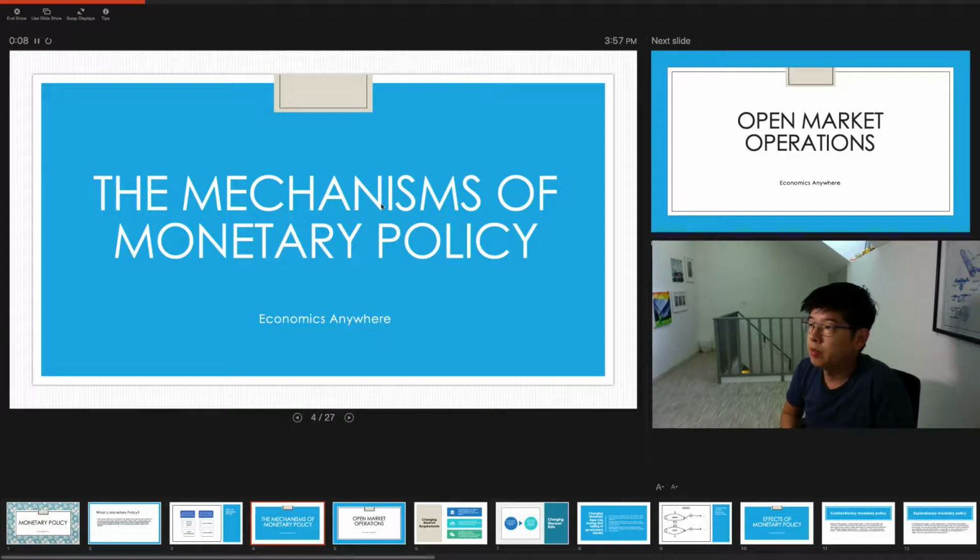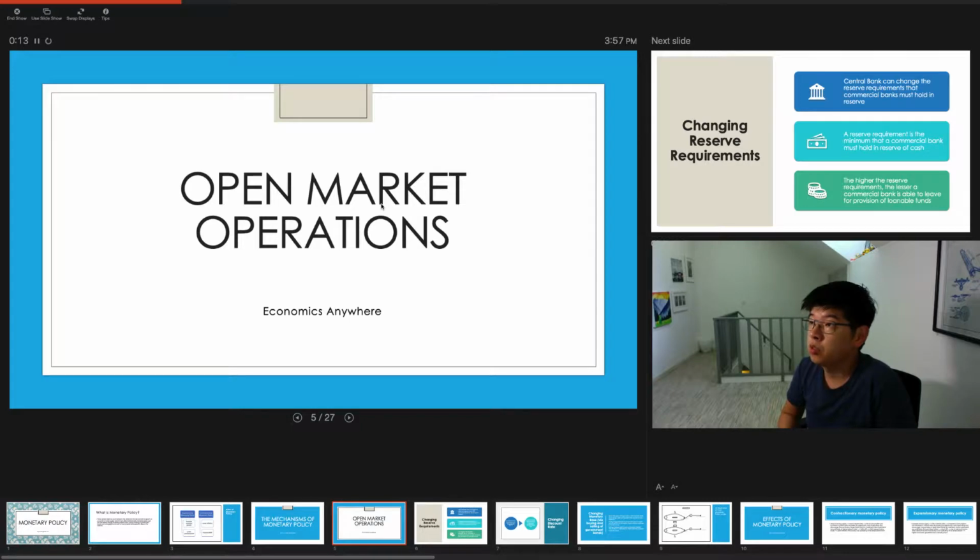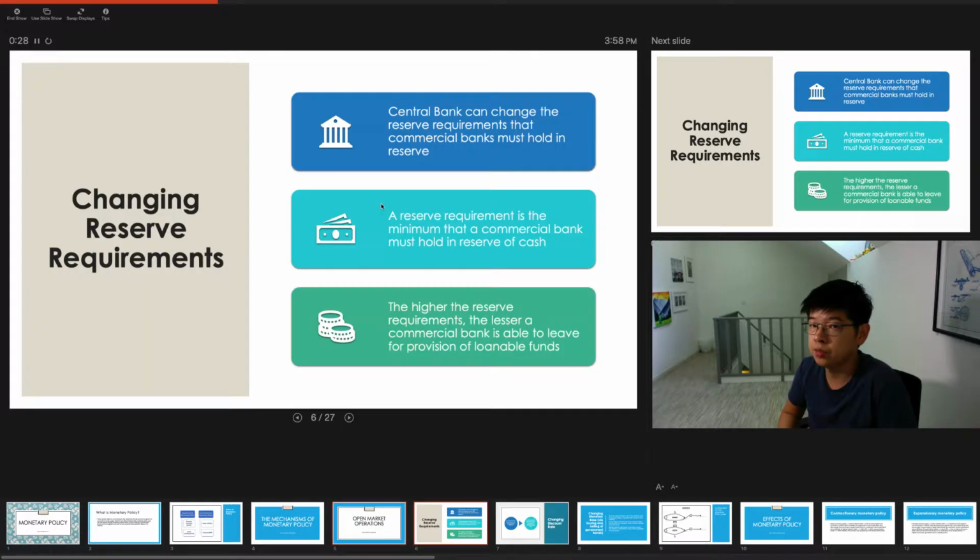Let's now look at the mechanisms in which monetary policy actually works. Remember, we used this term open market operations just now. So when the central bank actually conducts monetary policy, we say that they are carrying out open market operations. So what are open market operations? They can be carried out in one of the three following ways.